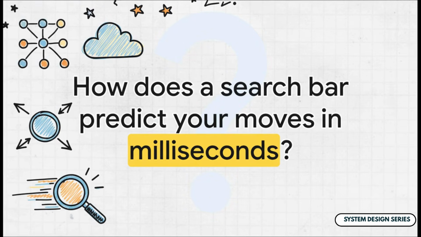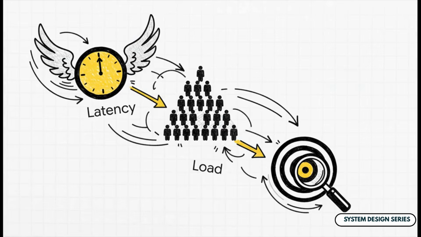Right? So how does it work? How can a system possibly dig through billions of search terms and give you the perfect suggestions before you even finish typing your thought? That's the big question we're tackling today. Okay, let's get into it.